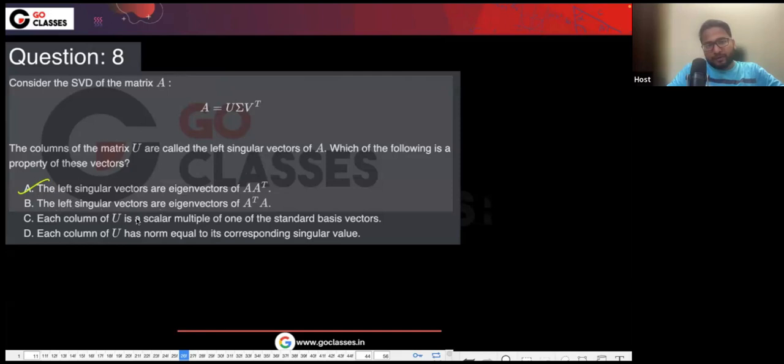What about this? This is false. Each column of U is a scalar multiple of one of the standard basis vectors. That is not true, right? Each column of U has norm, norm means length, equal to its corresponding singular value. What do you think? No, right? It is always one. So that's why I think only A is true.